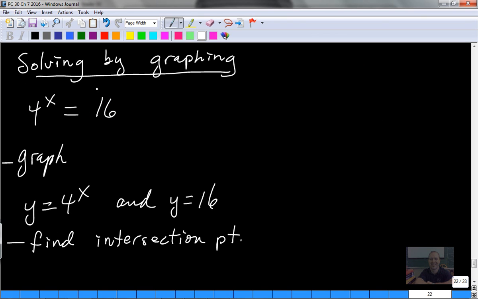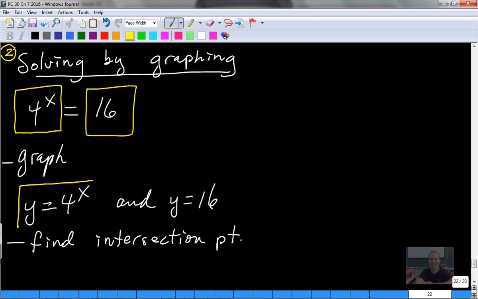Okay, the next thing we're going to do, this is method 2, solve by graphing. And in this case, what we have is a simple equation again. It's the same one we started with. Very, very easy. And what you can do, just like we've done in other sections, with other equations, you can graph two separate functions and find out where they intersect. So you're going to graph the first function, which is y equals 4^x. And you're going to graph that out, find out all of the points that make up this exponential function.